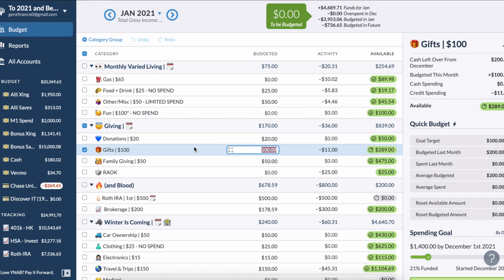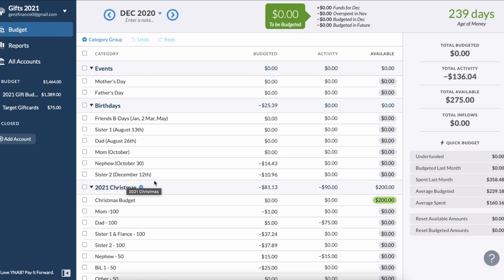I have one single line for it so that in my reports, I don't have a bunch of gifts to mom, gifts to dad, gifts to this or gifts to that. I just have one line, which is why I use this separate gifts budget outside of my main budget. And I use this to tell me exactly what I'm spending on every single birthday gift, Mother's Day, Father's Day, Christmas, and other random gifts that might come up throughout the year.